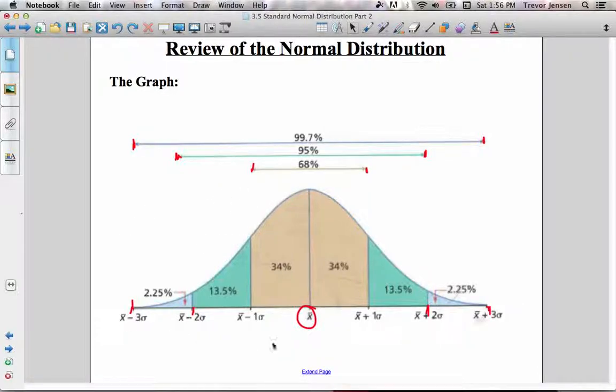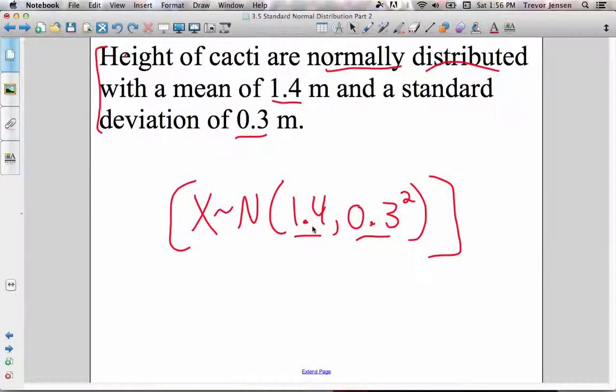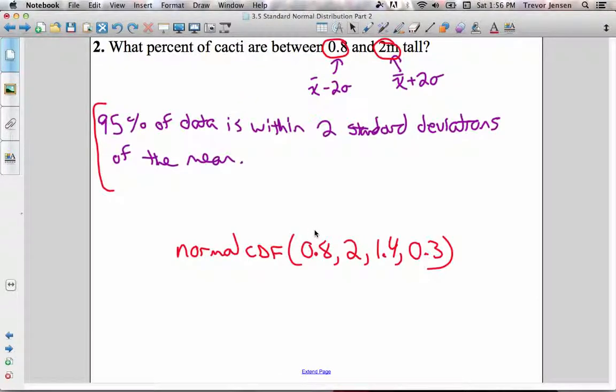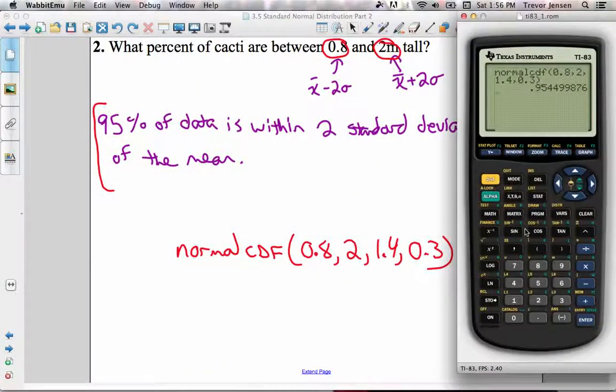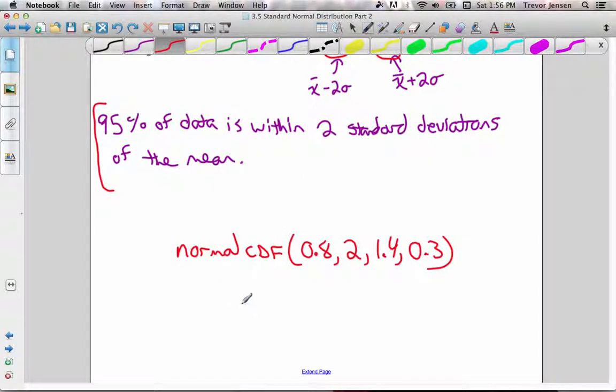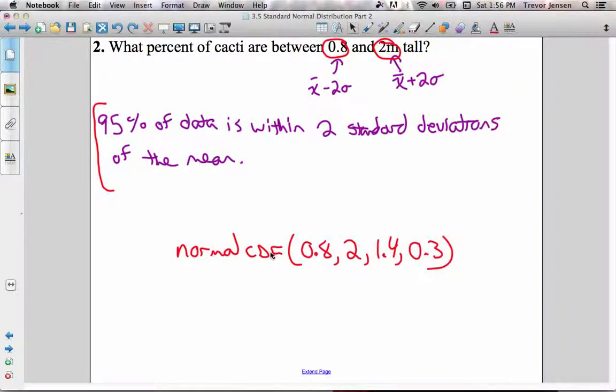This graph here that's in the textbook, these percentages are rounded, so this 95% is a rounded value. It's actually what the calculator told us, 95.44% of the data, or 0.45, sorry, if I round that properly, 95.45.